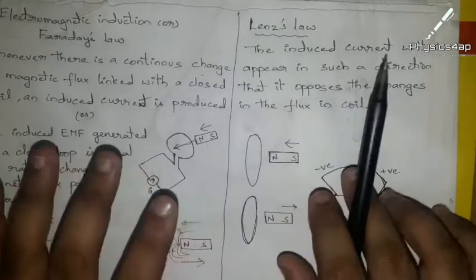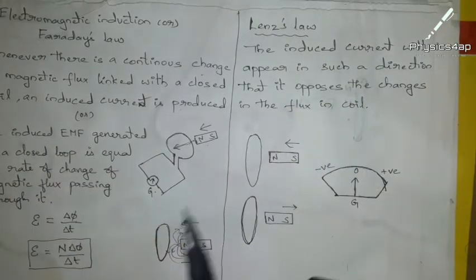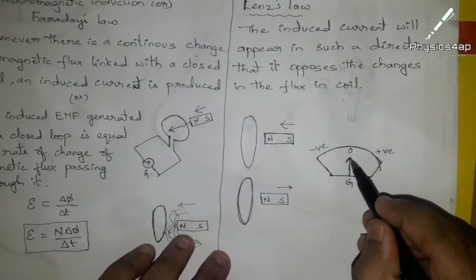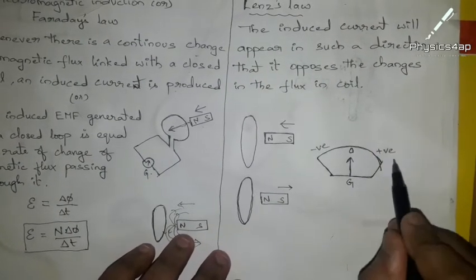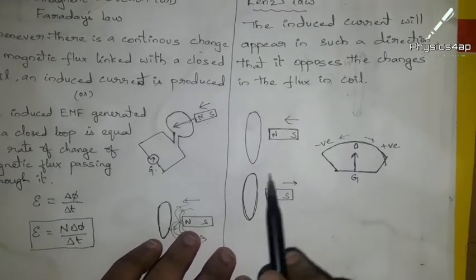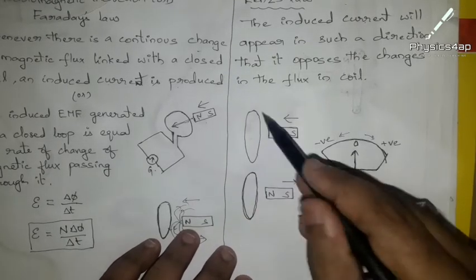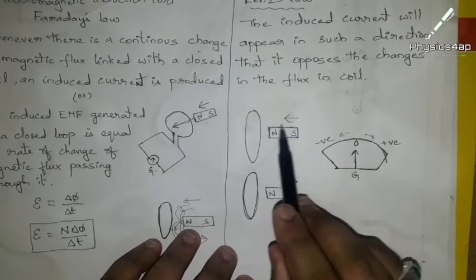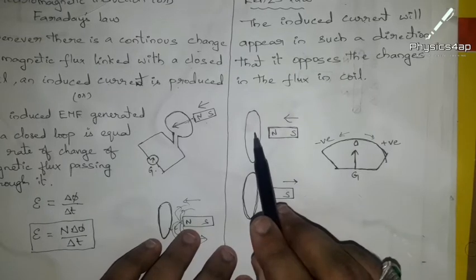So what does opposing the flux in the coil mean? Let us see here. I have a galvanometer here. Initially the galvanometer is at the 0 position. These are the positive values and these are the negative values. And here I have a copper coil and this is the bar magnet. Now the bar magnet is going inside the coil, that is, I am inserting it inside the coil.